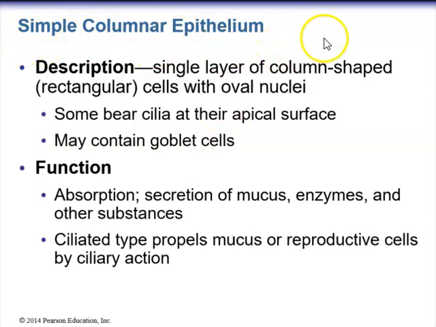The next type of simple epithelium is the simple columnar epithelium. So this is a single layer of column-shaped or rectangular cells with oval nuclei. Some can have cilia at their apical surface, and some can contain goblet cells. Goblet cells are cells that secrete mucus onto the apical surface of epithelium. The function of simple columnar epithelium includes absorption, as well as secretion of mucus, enzymes, and other substances. The ciliated type of simple columnar epithelium can propel mucus or reproductive cells by ciliary action.